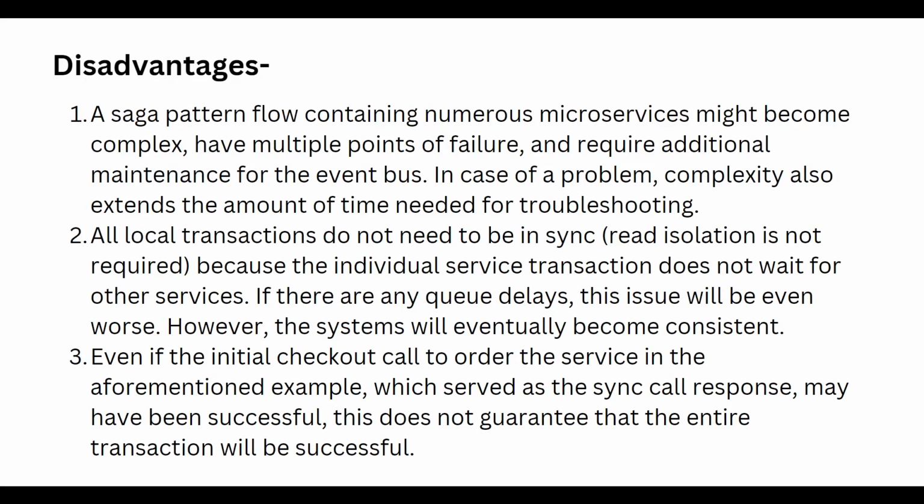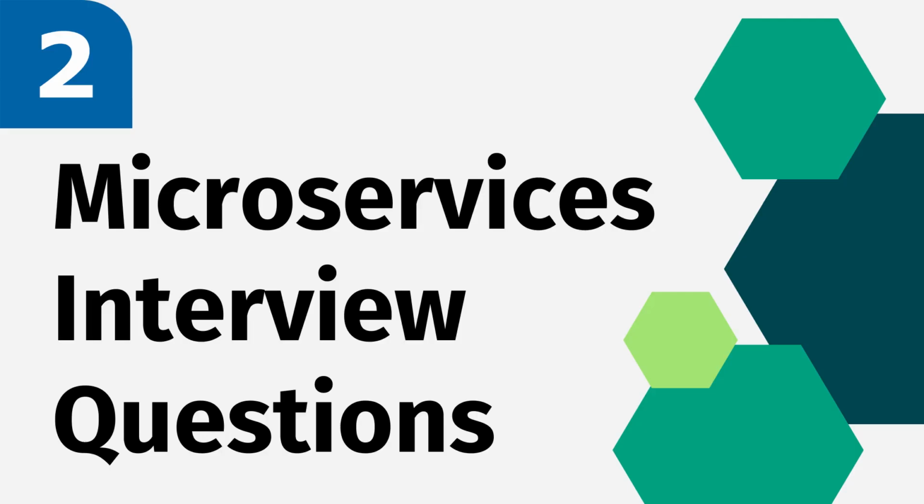Even if the initial checkout call to the order service, which served as the sync call response, may have been successful, this does not guarantee that the entire transaction will be successful. Now, here we are talking about the example that I showed of the rough representation of Amazon. So even if the initial checkout call to order service, which served as the sync call message, is successful, this doesn't mean that the entire transaction will be successful. So I hope that this is clear.